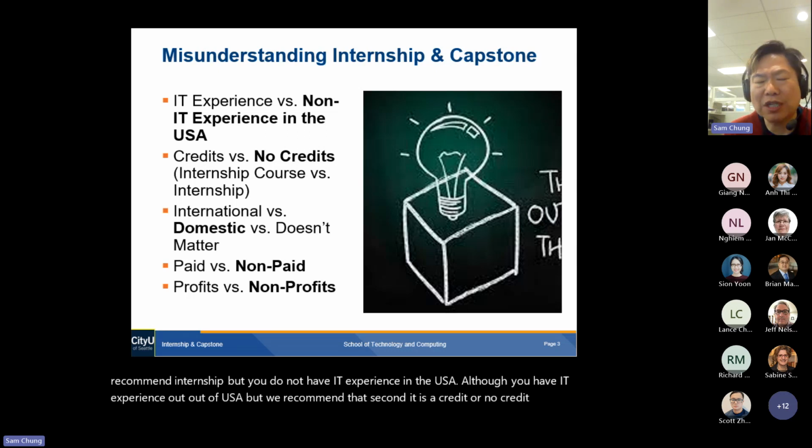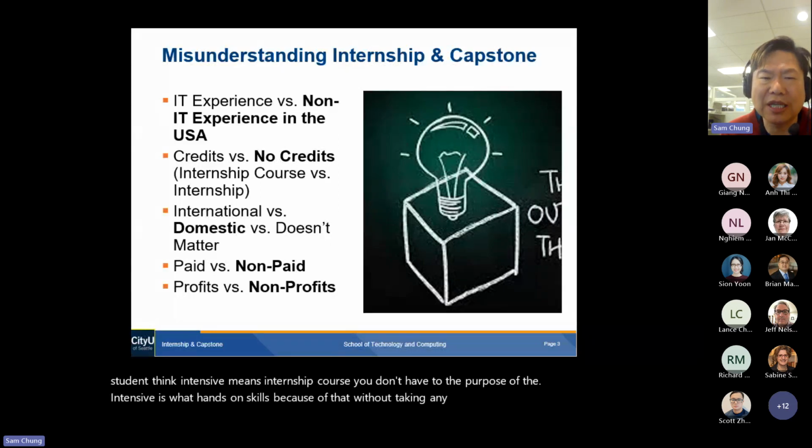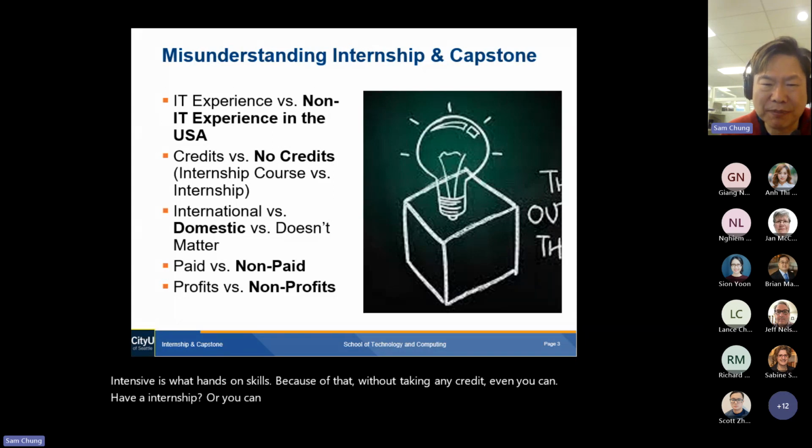Many students think internship means an internship course. You don't have to. The purpose of the internship is what? Hands-on skills. Because of that, even without taking any credit, you can have an internship or you can be an intern.